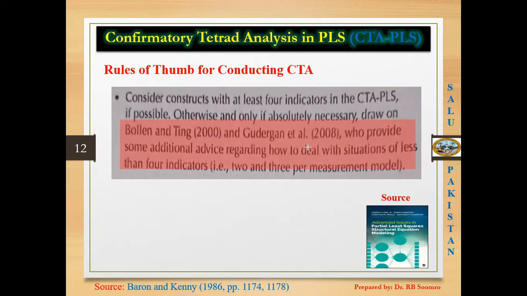Looking at this model, if fewer than 3 indicators are associated with the construct, then you can follow this research paper, and from there you can get guidance on how to treat those measurement models which have fewer than 3 indicators.